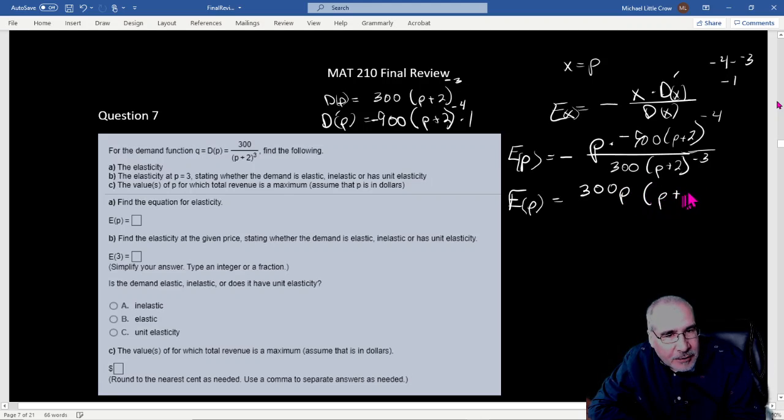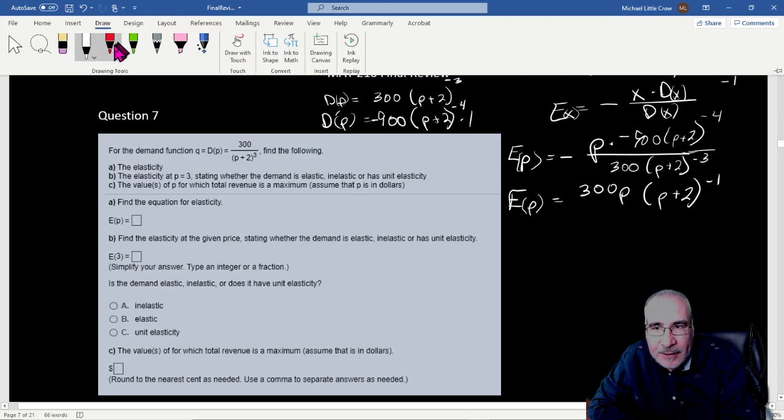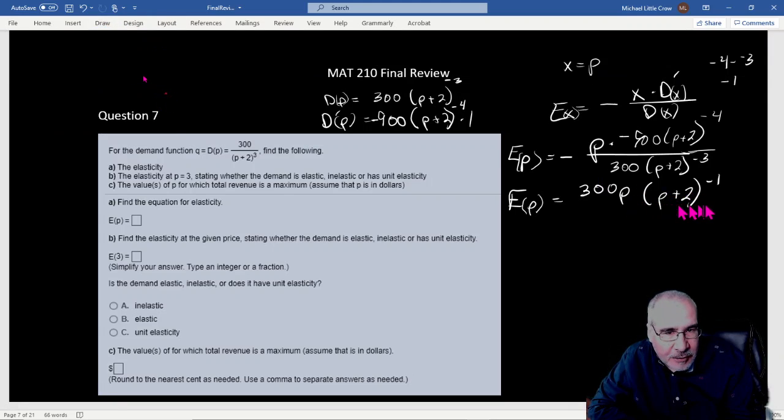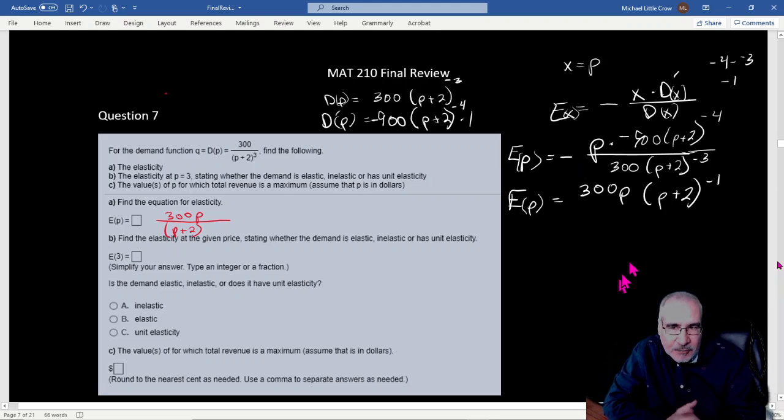I'm gonna leave it up here, just so I think it'll make more sense. Now, yes, you could put that down here. I'll do it over here when we write it. I just want to see it's going to be this as our function, and we move that down to the bottom. So it's 300p over p plus 2 to the, well, not to the -1 anymore because it's been moved down, so it becomes a +1. So that's our elasticity of demand function.